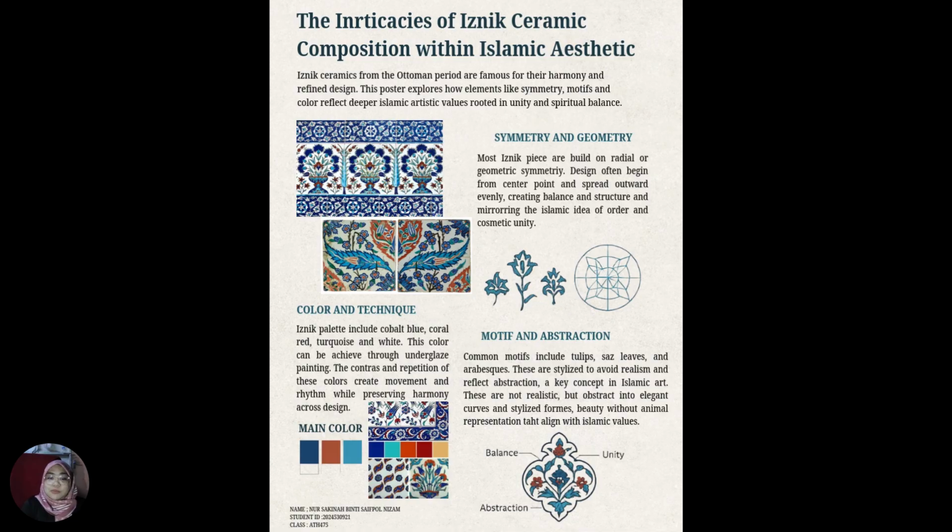The second one is abstraction. Instead of lifelike images, Islamic design focuses on stylized forms, creating spiritual distance and leaving space for reflection. And lastly, order and harmony. Geometry and radial balance show how everything is structured, calm, and thoughtful, just like how the universe is seen in Islam.